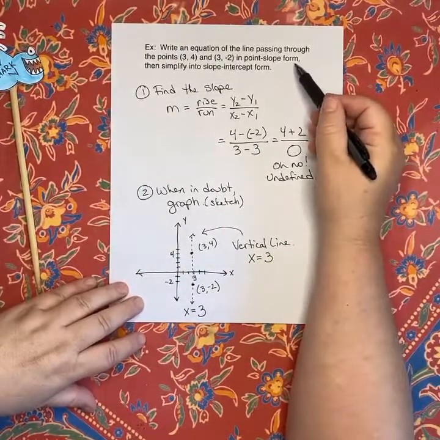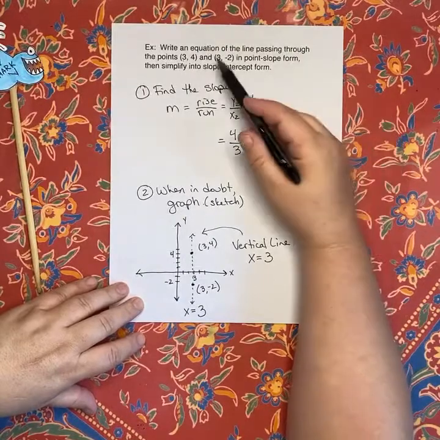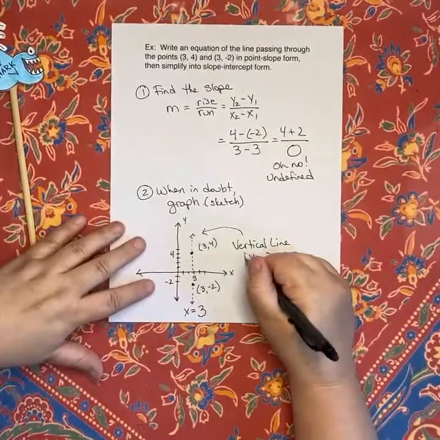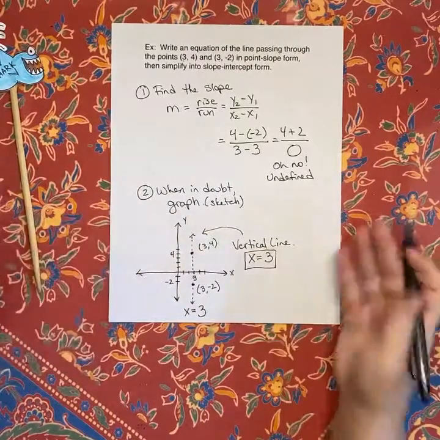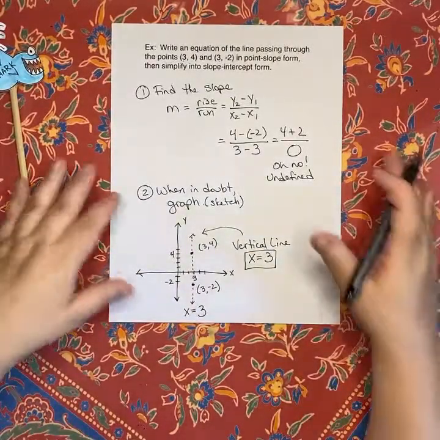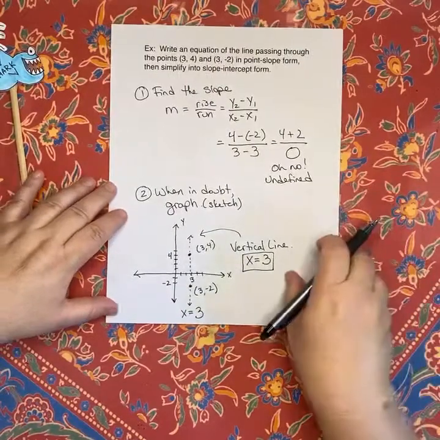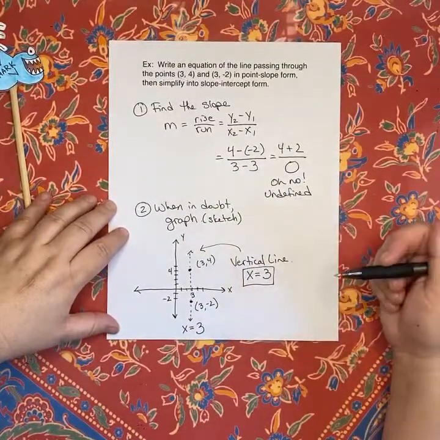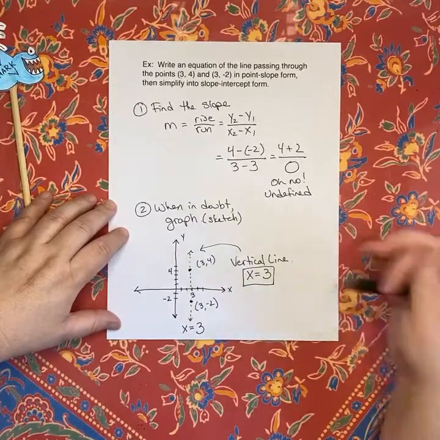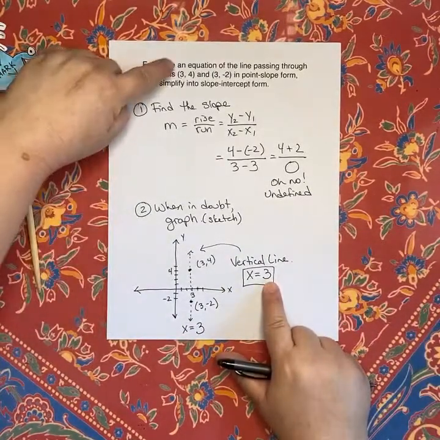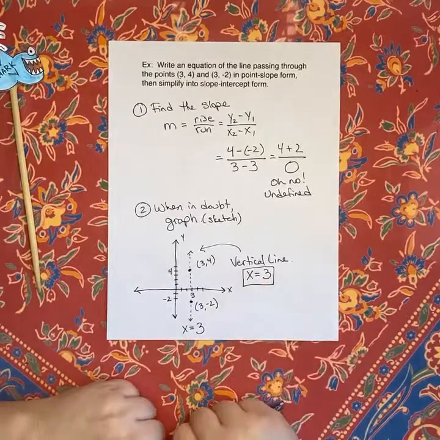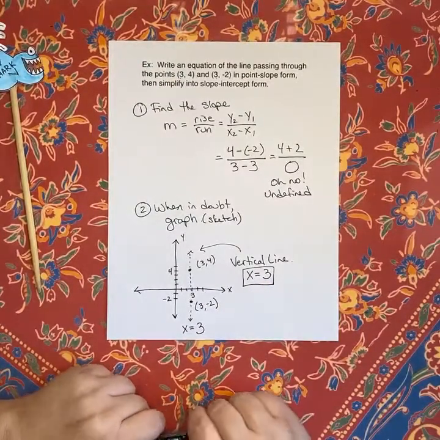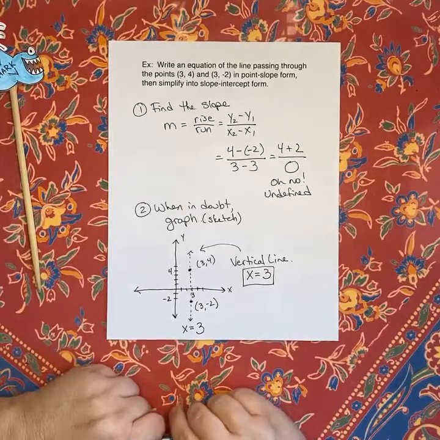Can I write it in point slope form? No. Can I write it in slope intercept form? No. This is the only form it has. So this is kind of a trick question because you have been asked to do something that's impossible. Can you write an equation of the line? Yes. Can you put it into these forms? No. Does this happen sometimes? Yes. Is it annoying? Yes. Absolutely.